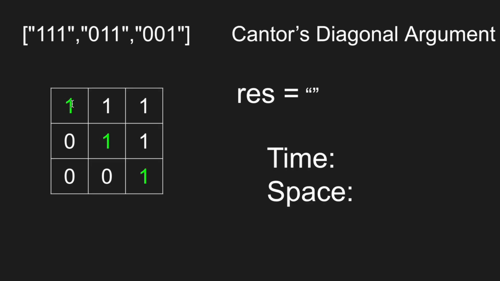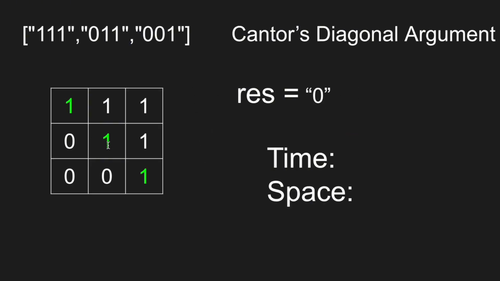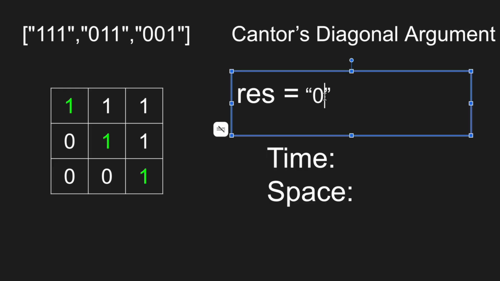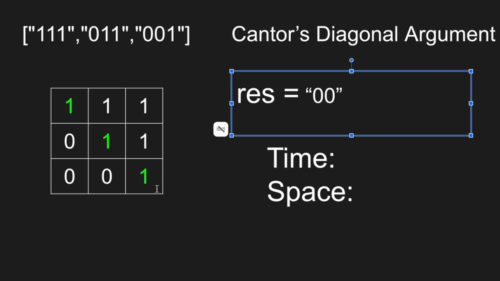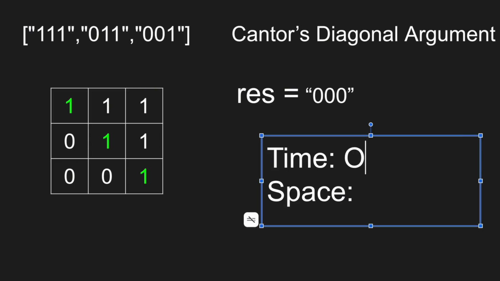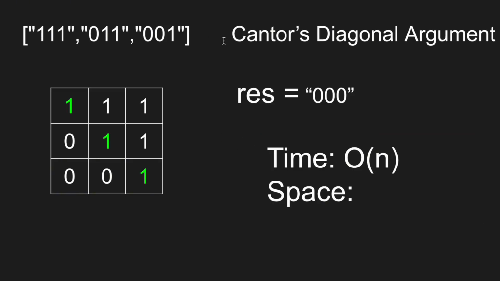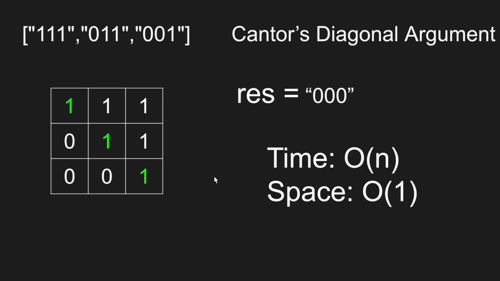At 0, 0, we would just add 0 to do the opposite. And at row 1, column 1, we add the opposite, so 0. And then at row 2, column 2, we will add 0 because it's the opposite of 1. And as we can see, that is not in the list, so we can just return this one. And the time complexity would be O of n, where n is the number of strings, because we have to iterate through this list. And the space complexity would be O of 1, because we are not using any extra space. So now let's get to the coding part.